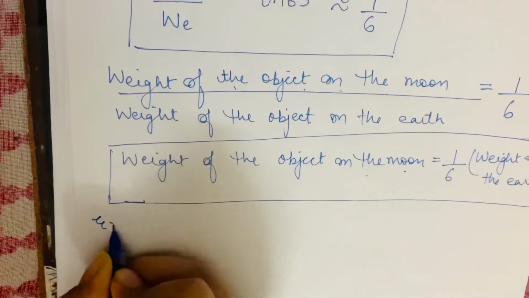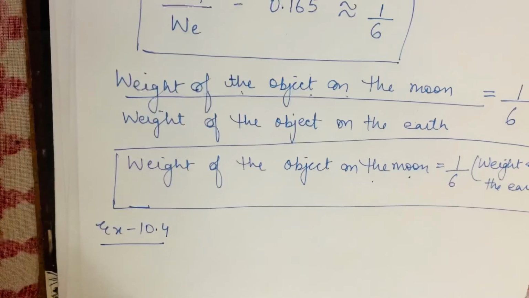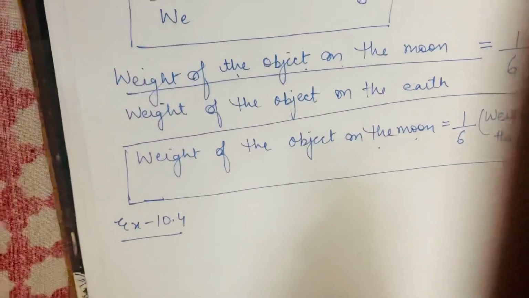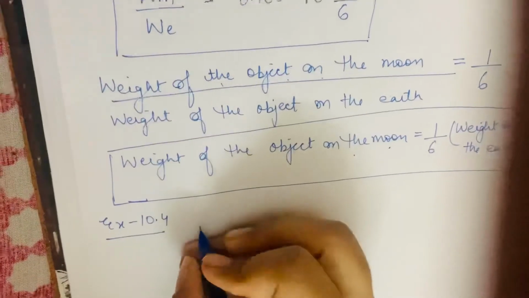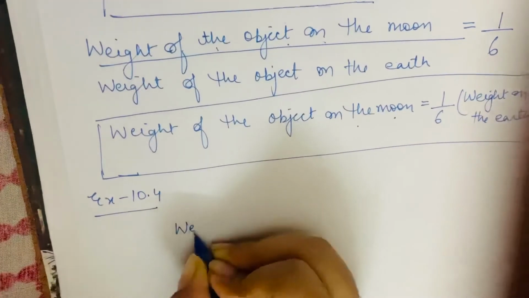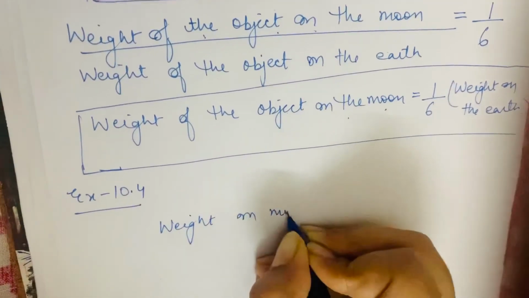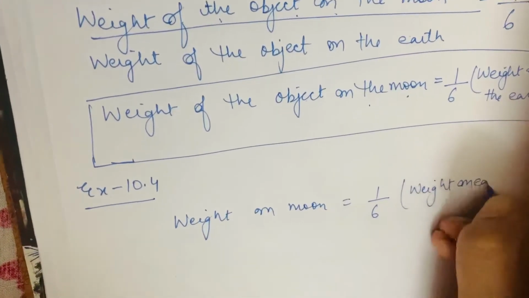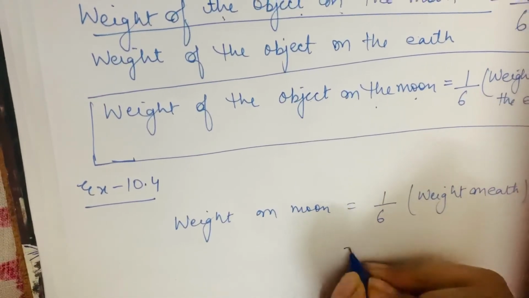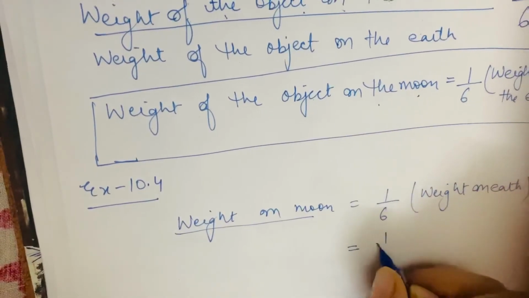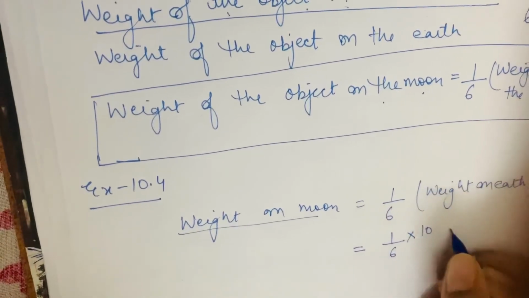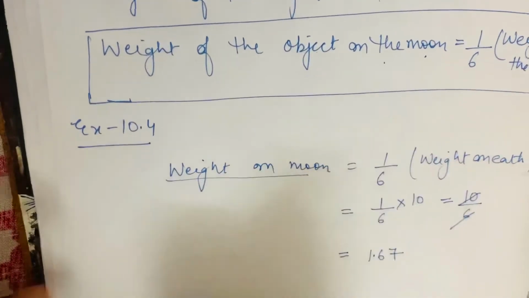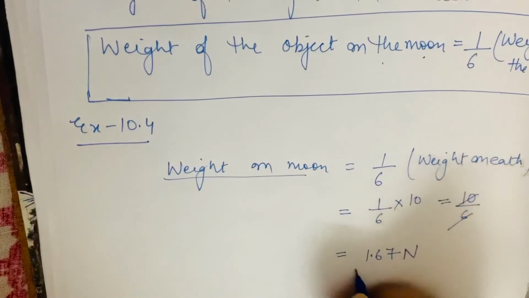See one example, example 10.4. The mass of the object is 10 kg and you have to find out the weight. You know that the weight on the moon is 1/6 of the weight on earth. If on earth you are weighing 10 kg, so what will be your weight on moon? It will be just 1/6 of 10. This is 10/6, which is equivalent to 1.67, and the SI unit of weight is Newton.